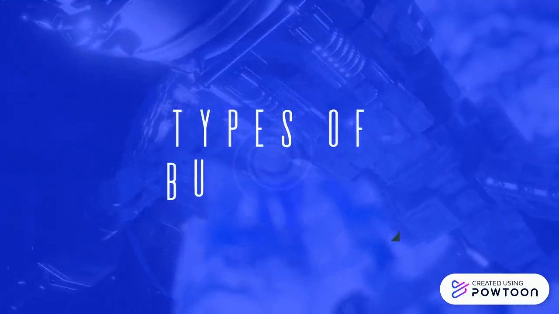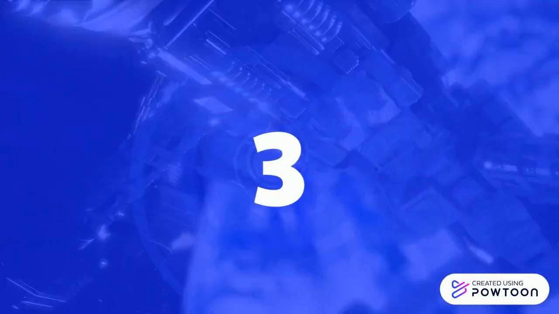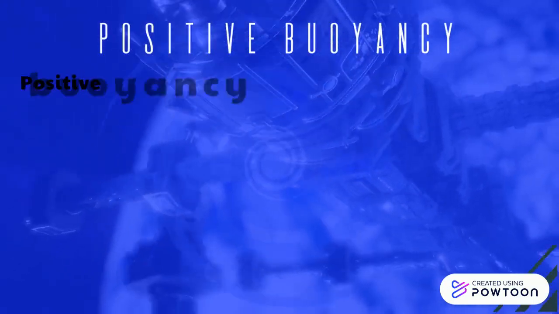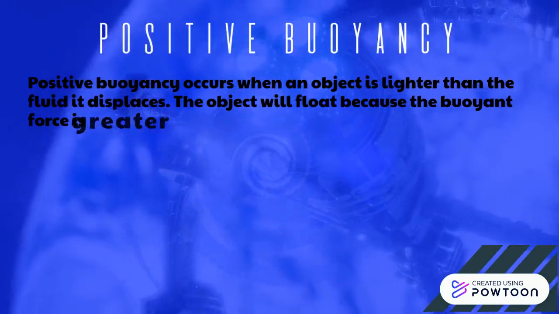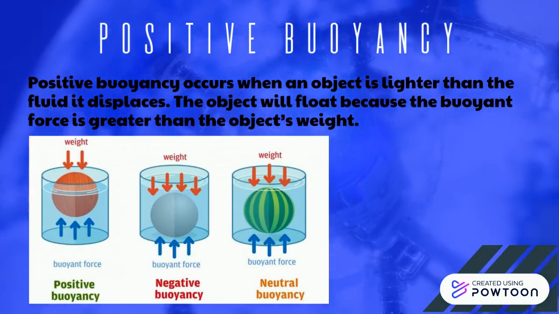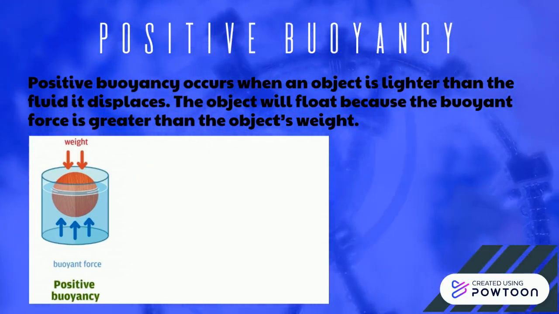Let's move on to the types of buoyancy. There are three types of buoyancy. The first one is positive buoyancy. Positive buoyancy occurs when an object is lighter than the fluid it displaces. The object will float because the buoyant force is greater than the object's weight. This is the diagram for positive buoyancy.